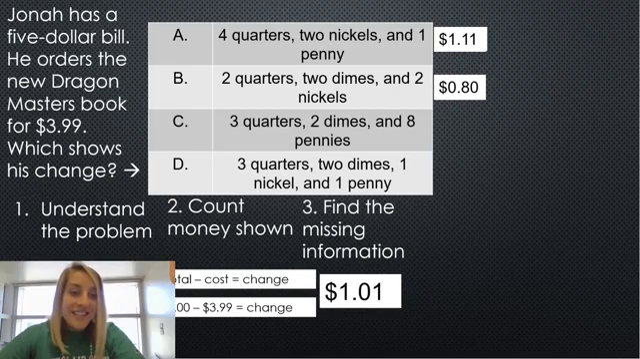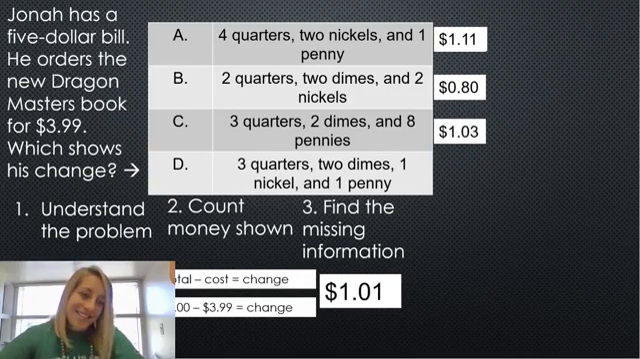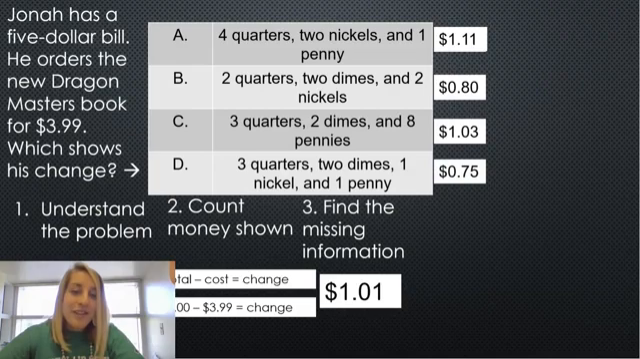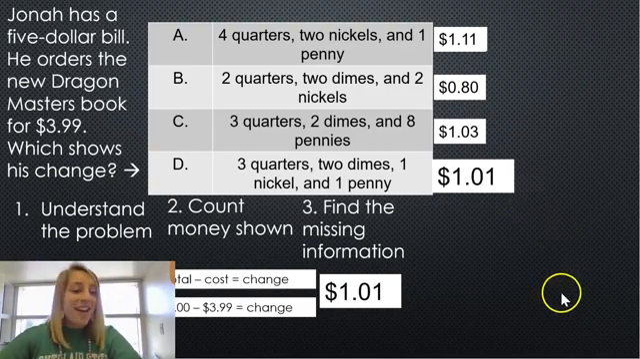Let's try the 3 quarters. 25, 50, 75. 2 dimes makes it 95. And 8 pennies. I count up 8 more, making it $1.03. That's still not it. 3 quarters is 75 cents. 2 dimes makes it 95 cents. 1 nickel would be $1. And 1 penny, $1.01. Yay, we got it.